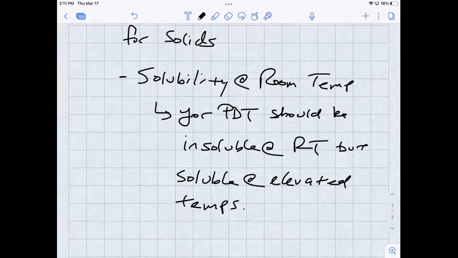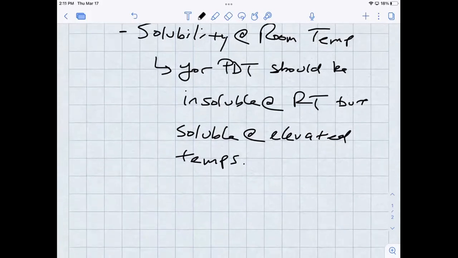And so for aspirin, the solvent that's going to be used is ethanol.